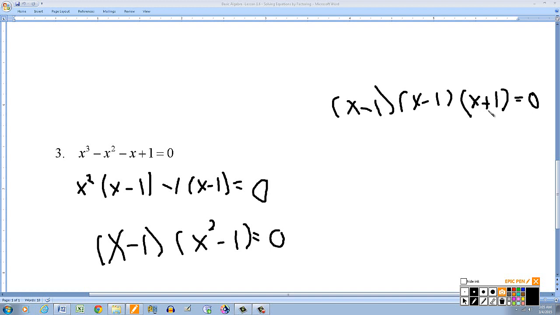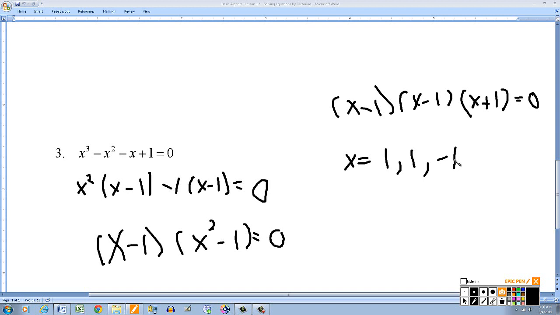Notice two factors are the same, x minus 1, x minus 1. So if I set each factor equal to 0, you get the idea of what we're doing now. If I set this one equal to 0, that factor is going to equal 0 when x is 1. So 1 is a solution. Obviously the second one is going to be 0 also when x is equal to 1. It's the same factor. And then the third factor is going to be 0 when x is negative 1. So the solution set is x equal to 1, 1, negative 1.